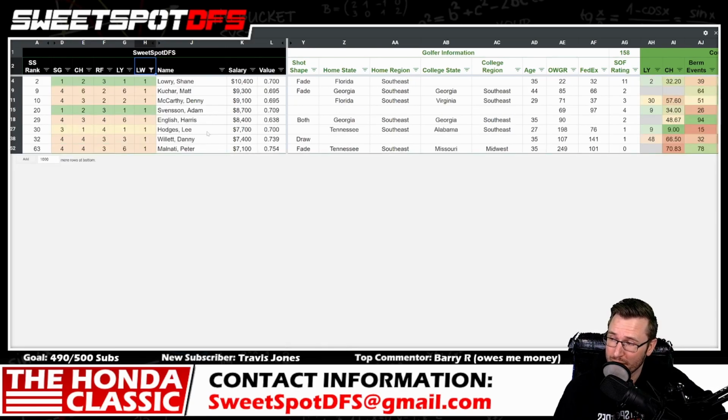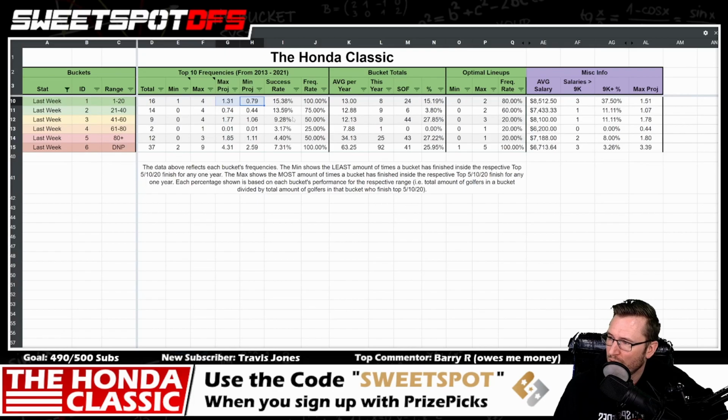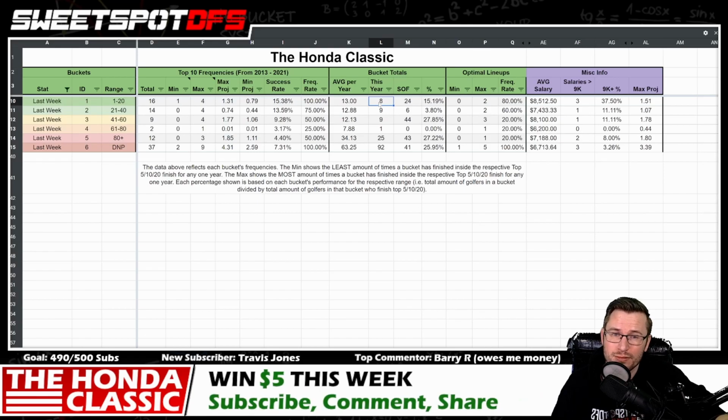Lowry is in this bucket. We want 0 to 2, by the way. Let's go back. There's a 100% frequency rate of having at least one guy from this bucket inside the top 10. Usually we see 13. This year we see 8. So we have 5 fewer golfers than we normally do. That's not a good sign.